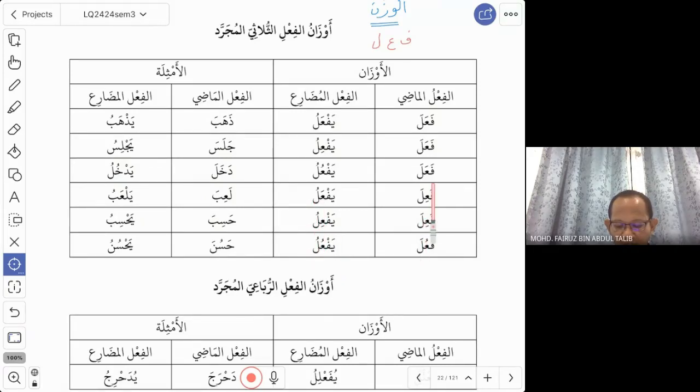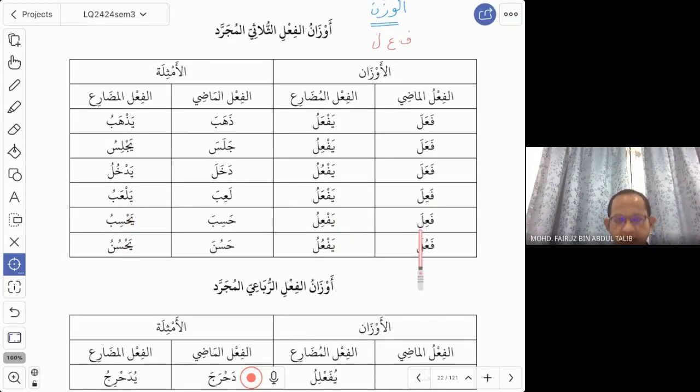Okay, so you look at number 4 and number 5, the wazan is the same, fa'ila. But you have 2 options for mudari. First is yaf'alu, second is yaf'ilu. So which one is the correct one? Again, we need to refer to the dictionary. So for example, the fi'il la'iba, play. The mudari is either yal'abu or yal'ibu. But which one is the correct one? Check in the qamus and you will see that the correct one is fa'ila yaf'alu. La'iba yal'abu. So this is the wazan number 4.